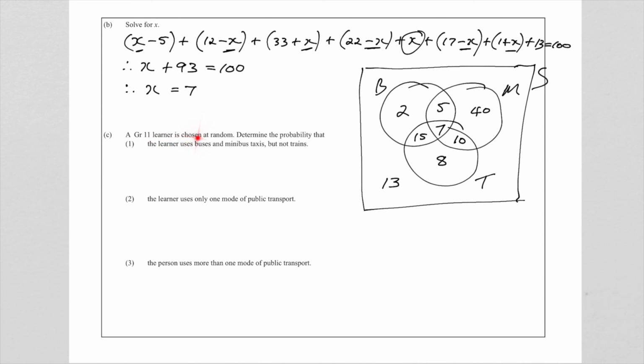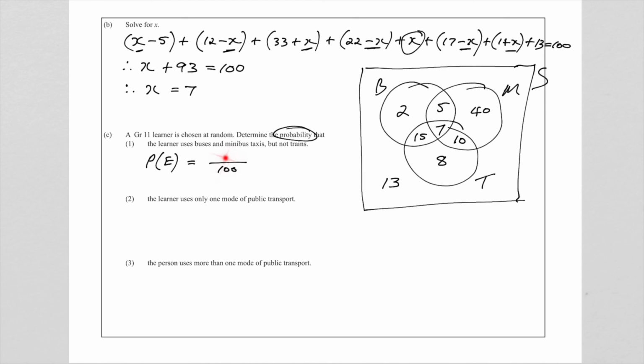They say to us that a grade 11 learner is chosen randomly. Determine the probability that the learner uses buses and minibus taxis, but not trains. The important thing is first of all to take note that they ask for probability. So that means we're going to divide with a sample space. So we can already say that the probability of this event, and we can put 100 below the line. So we only need to find the numerator now.